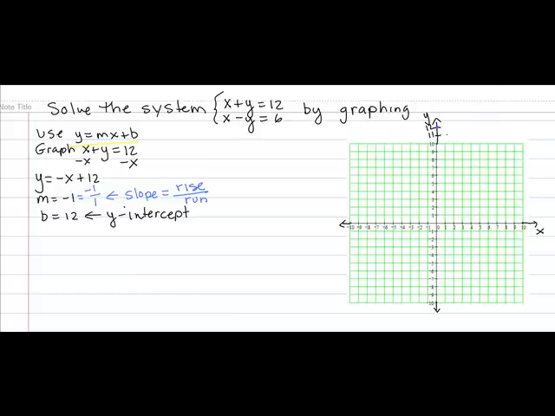Let's try it again. There it is. Do that a couple of times, down 1 to the right 1, down 1 to the right 1. I will notice I start getting a line. Looks something like that.